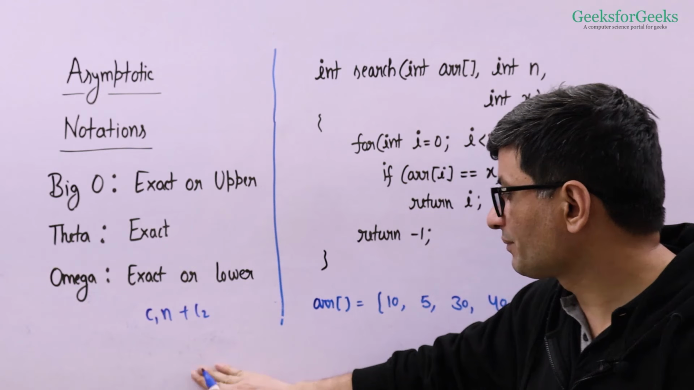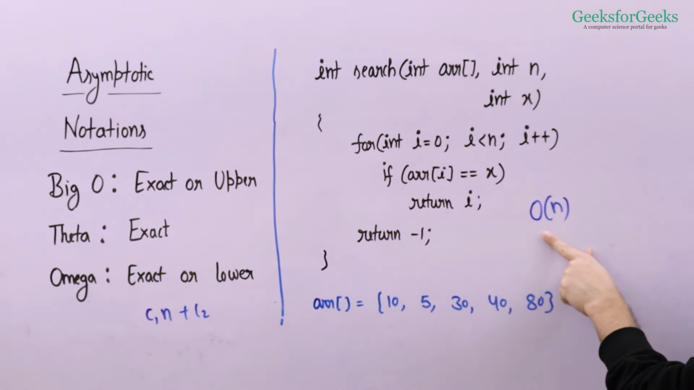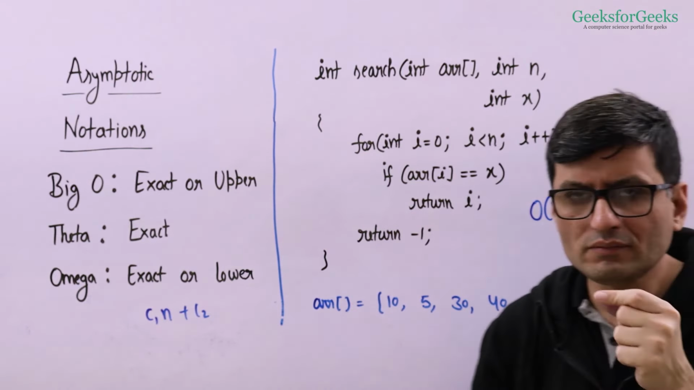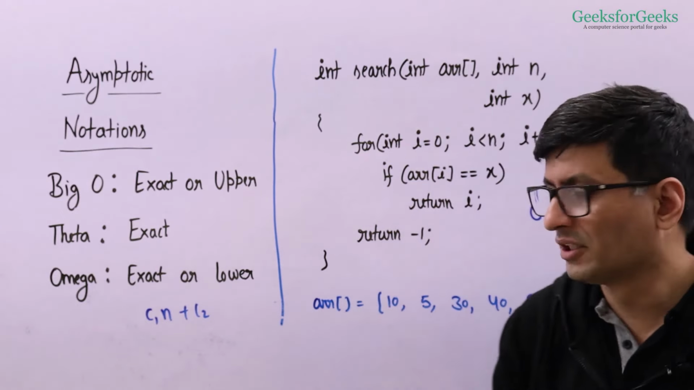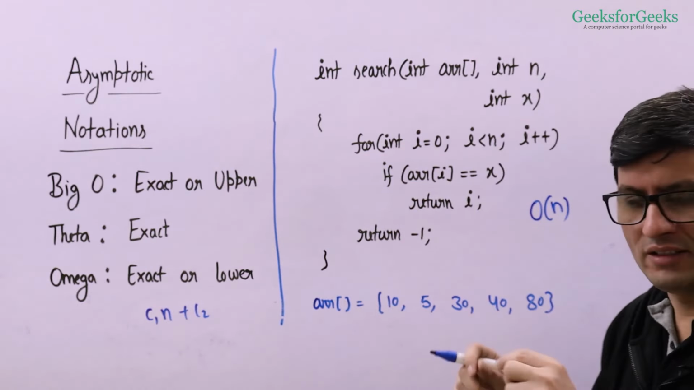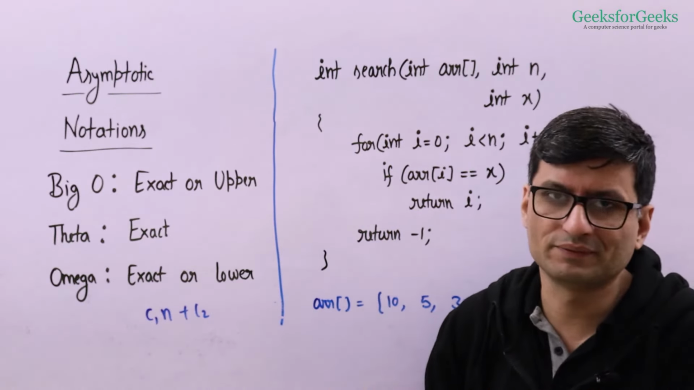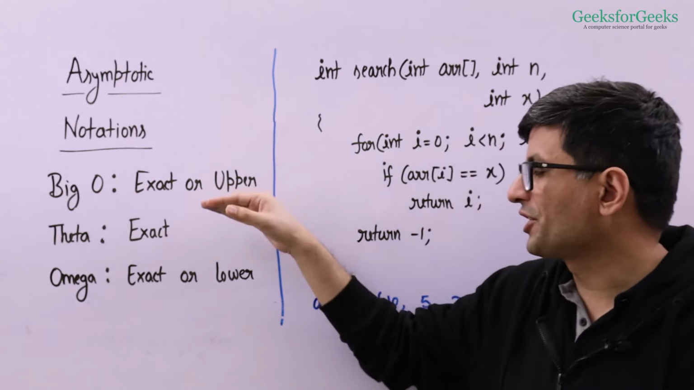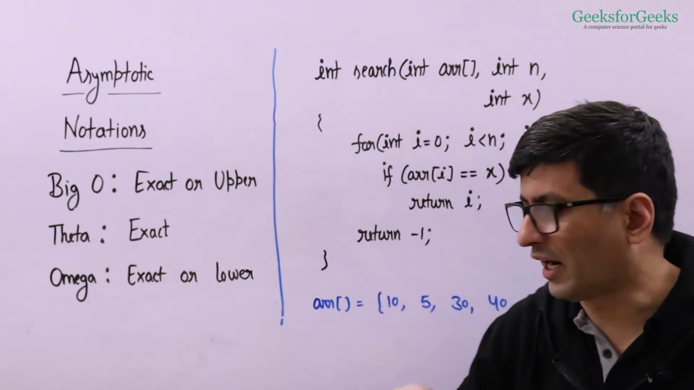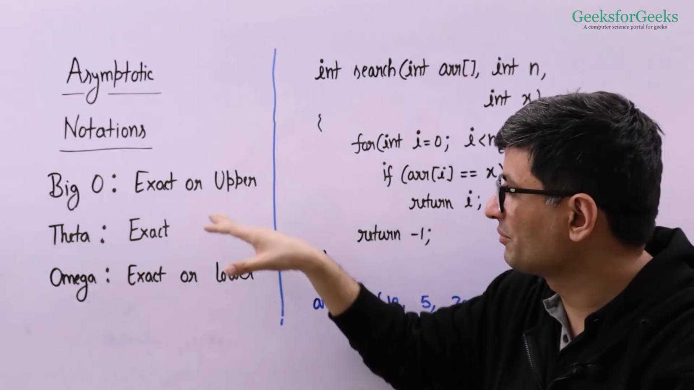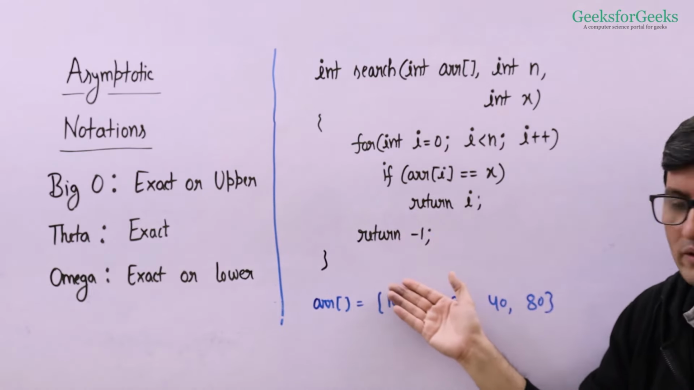So the point is, if I say that this algorithm is big O of n, what it means is it either takes linear time or takes less than linear time. So with big O notation, I can talk about the time taken by this algorithm in one line. We'll be discussing big O notation, theta notation, and omega notation in separate videos in detail. The idea here is to introduce these three notations. Big O means exact or upper. For this algorithm, I can say it's big O of n.